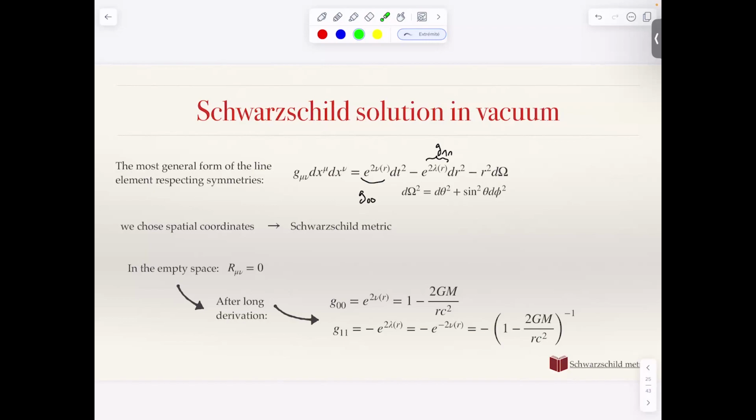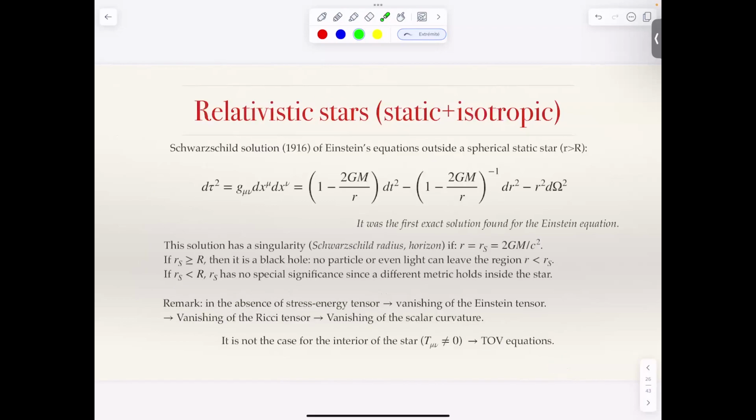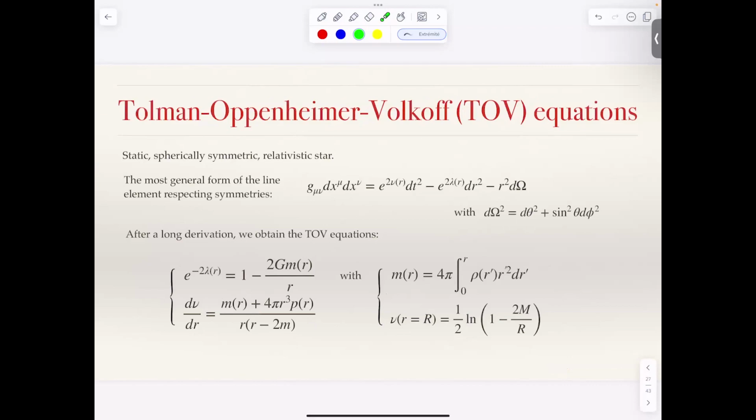then you should change the metric. And this is, let me skip it a little bit. This is a reason why when we enter into the star, we have to recalculate a new metric.